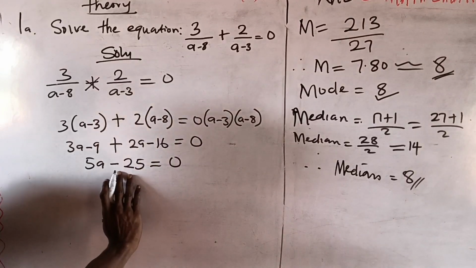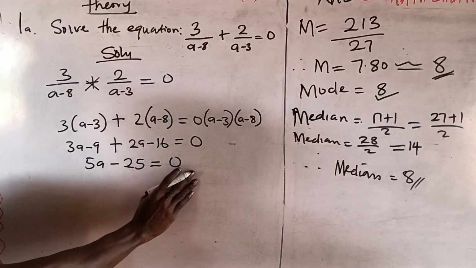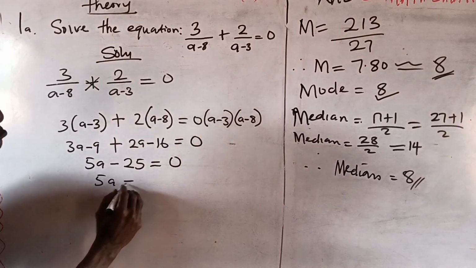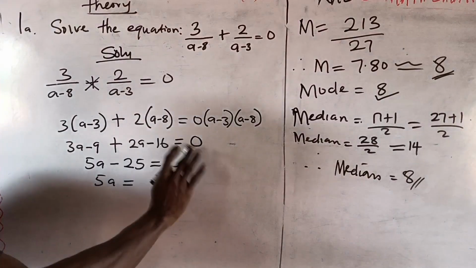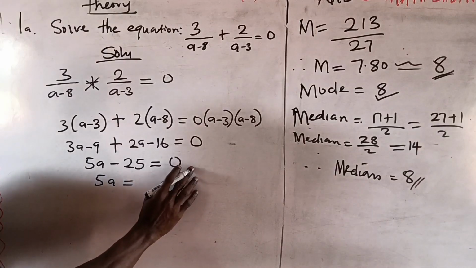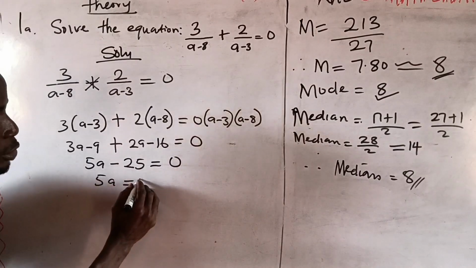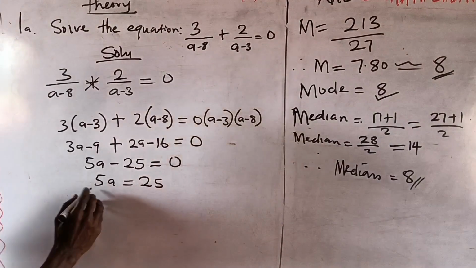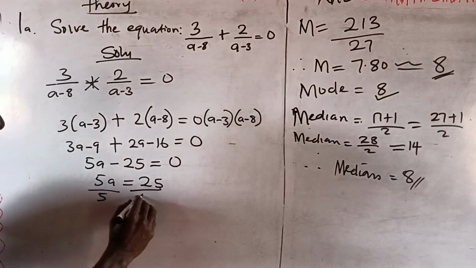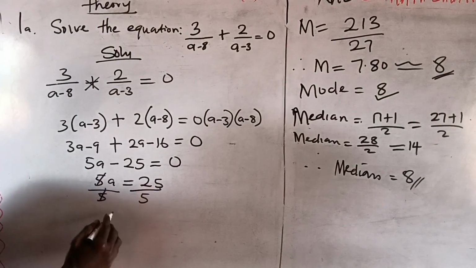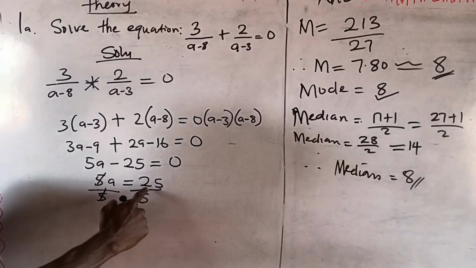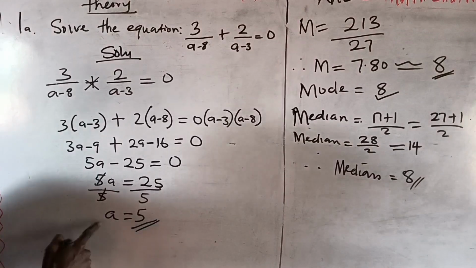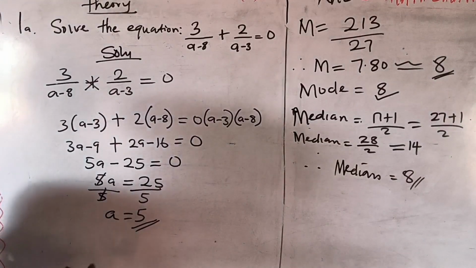So we are taking this 25 to this side in order to get the unknown, which is a. So we have 5a equals to, once this minus crosses to this side of the equality, it becomes plus. So we have 25, because 25 plus 0 will give us 25. So we divide all through by 5. 5 cancels 5, we are left with a. Therefore, 25 divided by 5 will give us 5. So our a is equals to 5. That is our final answer.